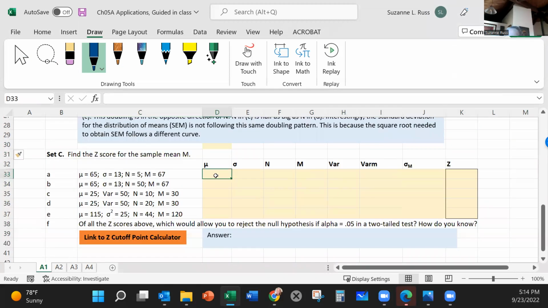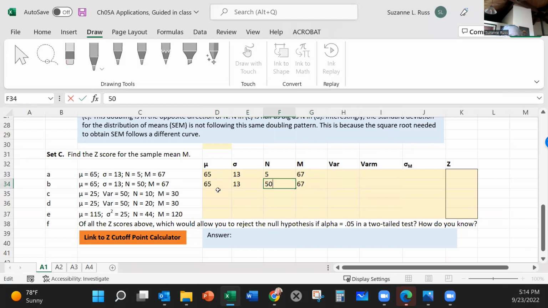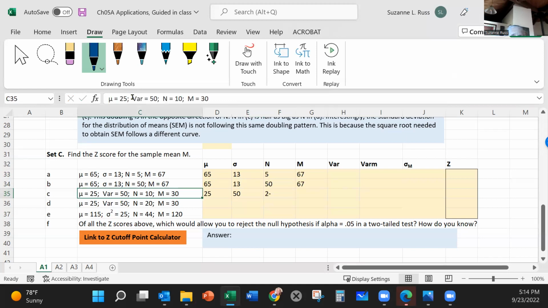And we have one last problem to do. Let's transfer the information. Mu is 65, standard deviation 13, N is 5, M is 67. Here we have 65, 13, and 67 again. So I'm going to see if I can copy this properly this time because I can see that N is 50. We have 25, 50, 20. And what I did was just careless, and I demonstrated this on purpose.